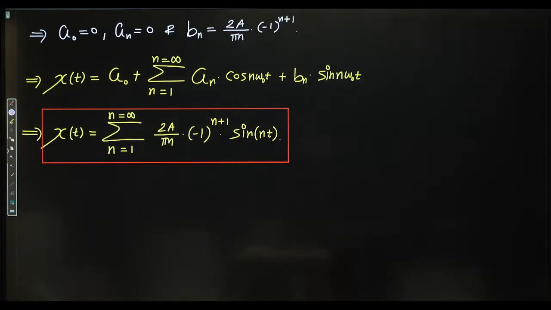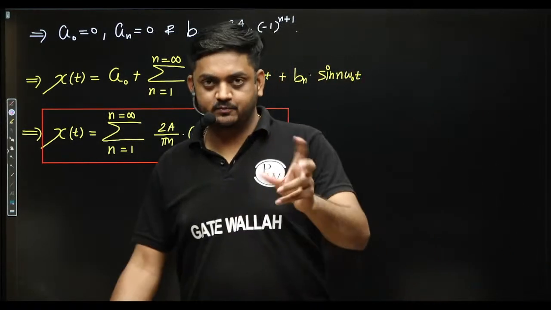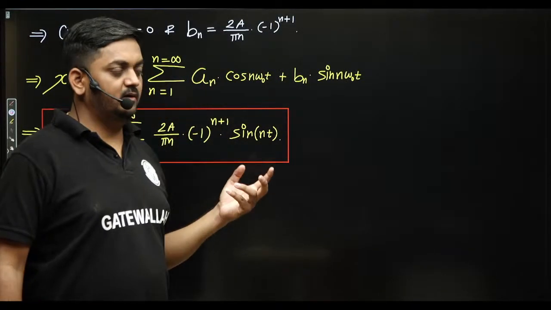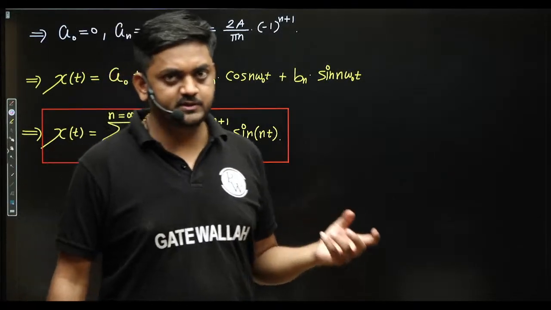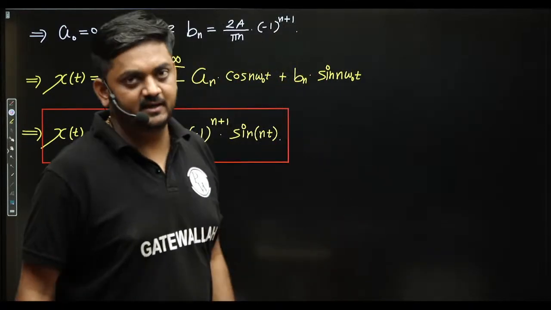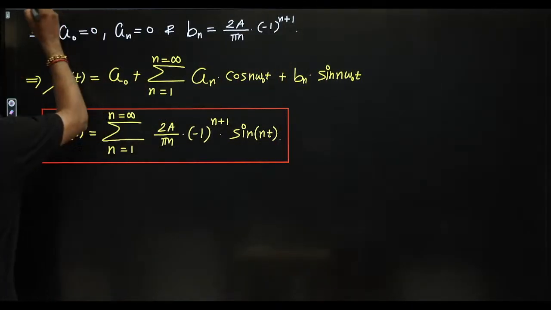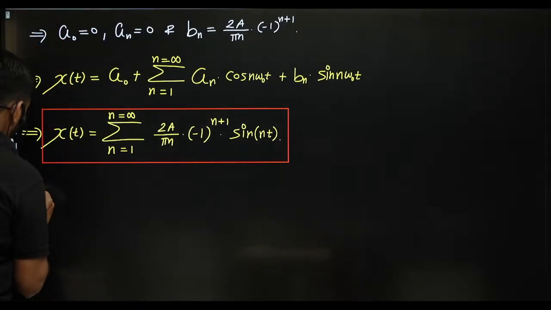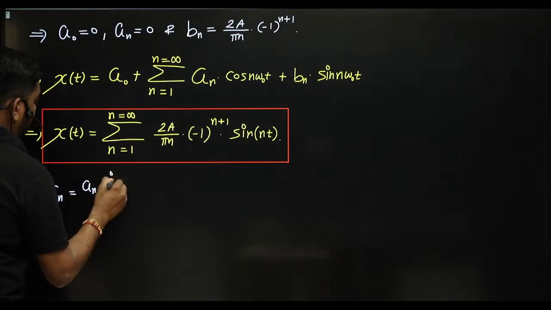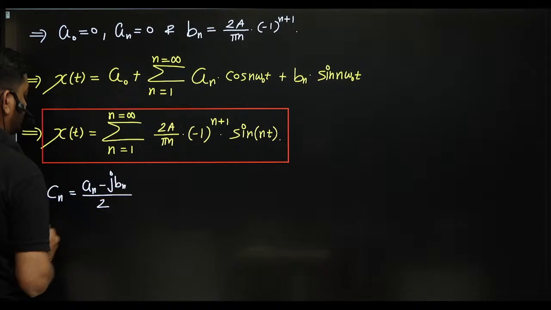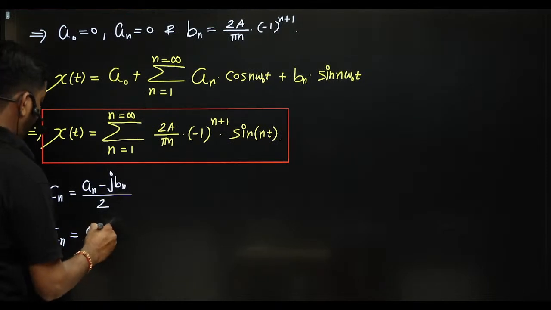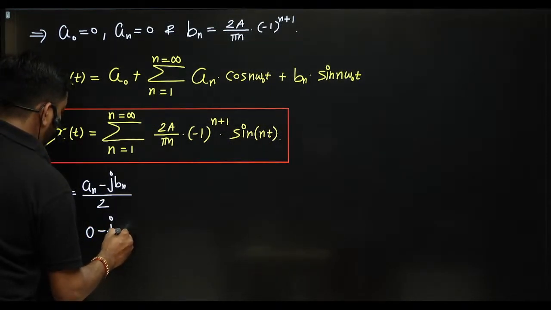Correct? Now suppose they ask to find the exponential Fourier series representation. For that you have to find Cn. From an and bn you can find the value of Cn, and directly from the formula also you can find Cn, guys. Now we got an and bn. So how to find the value of Cn? We know that Cn is equal to an minus jbn divided by 2. So put the value of an and bn. An is 0, so minus j by 2 bn.